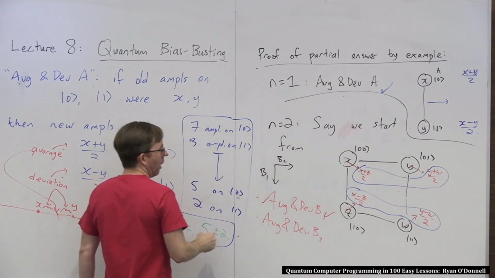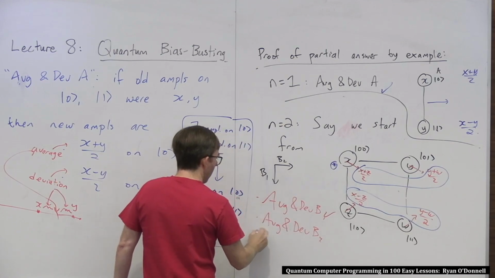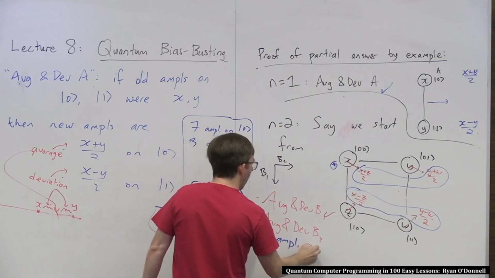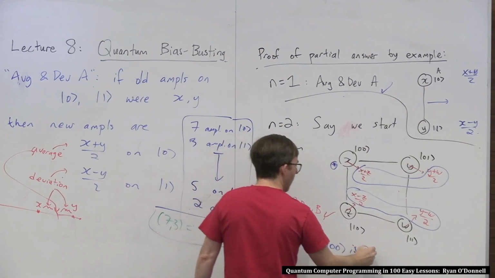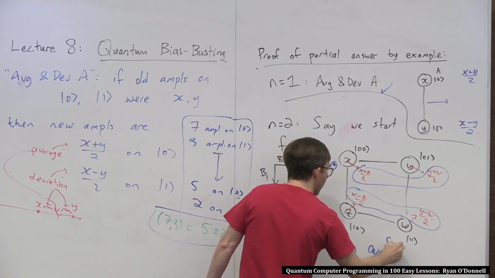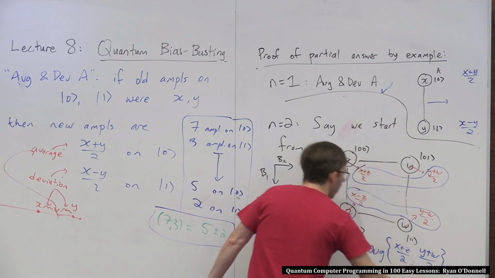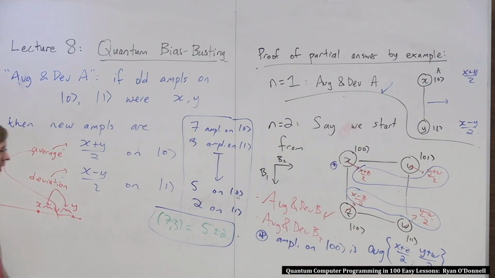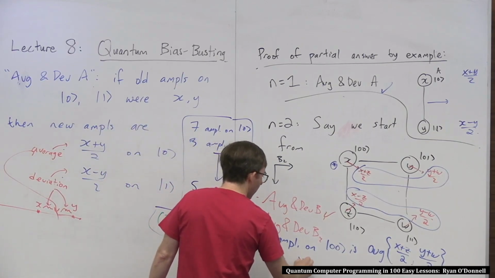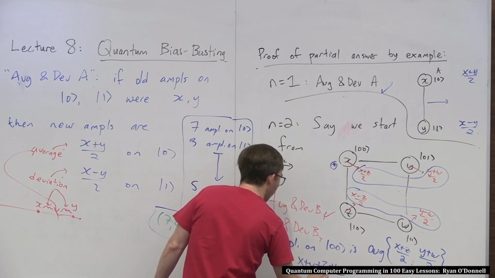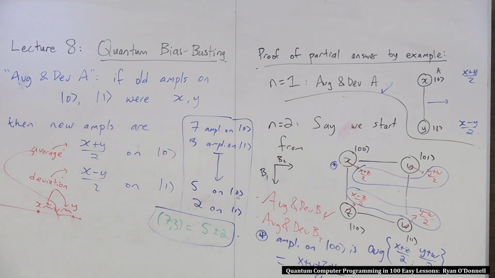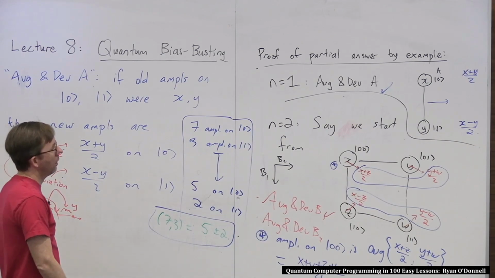And that is, it's getting a little bit messy, but the amplitude on all zeros is the average of the two numbers x plus z over 2 and y plus w over 2. Okay, so it's like the average of the averages. And indeed, that's x plus y plus z plus w over 4. And that is the average of the original four numbers. Okay. That was n equals 2.